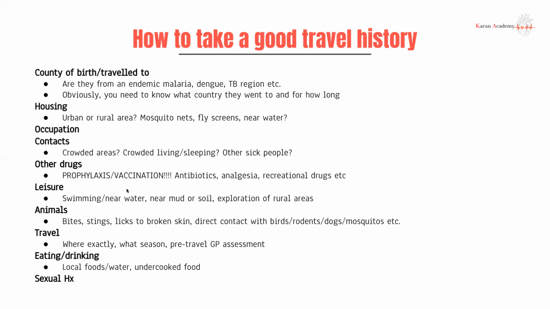Leisure, so have they been near rural lands? So mud or soil is important. Animals, any bites, stings, licks, important to know. And then travel, again, where exactly, what season, and whether they had a GP assessment before they actually traveled. Eating and drinking, what they've been eating and drinking, probably the biggest thing to ask for gastro, as well as for things like hepatitis. And then finally, a sexual history is really important.